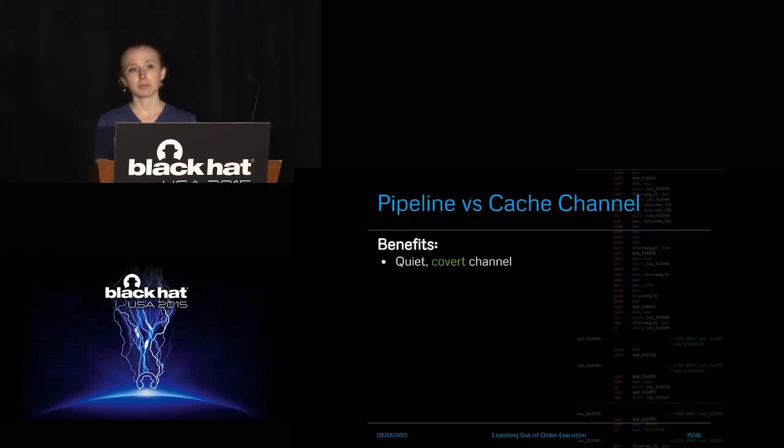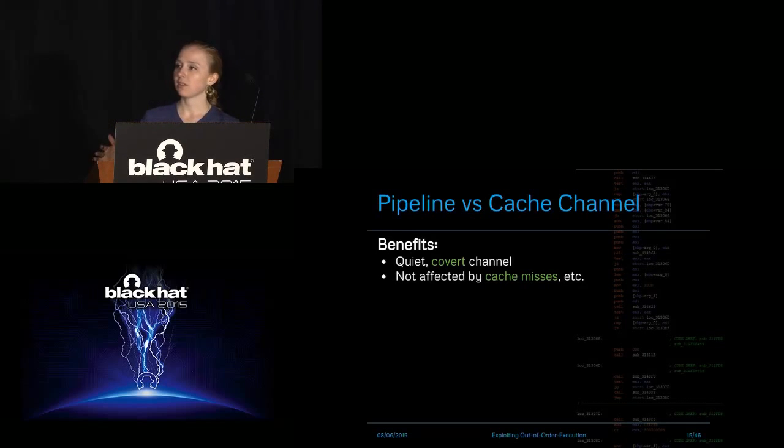It's a quieter covert channel, mostly because it's harder to detect when someone's misusing it, for the same reasons that it's hard to use it to communicate over. And it's also not affected by cache misses and other such things which affect other side channels in memory, due to the large frequency of traffic in the cloud.